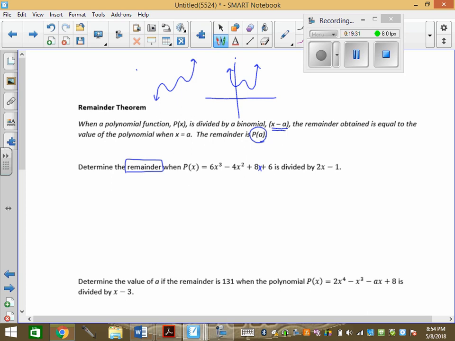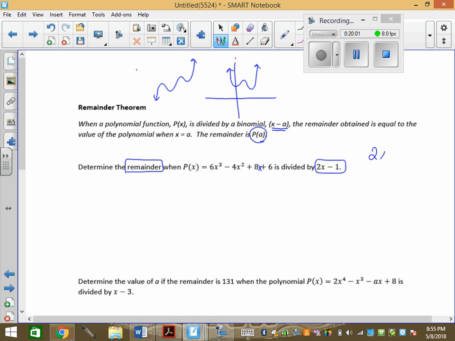We always want to look if they're missing a term. This one is x cubed, x squared, x, number, so I'm not missing a term. If I was missing a term with remainder theorem, I don't have to replace that term because 0 times anything is 0. But in synthetic division, I do need it for a placeholder. So if I was missing it, with remainder theorem, I could leave it out. But with synthetic division, I would have to keep it. So I have 6x cubed minus 4x squared plus 8x plus 6 divided by 2x minus 1.